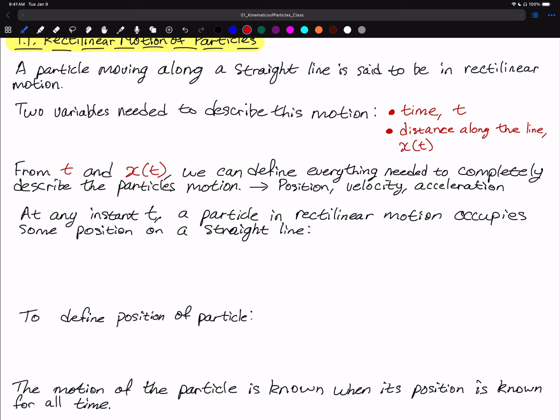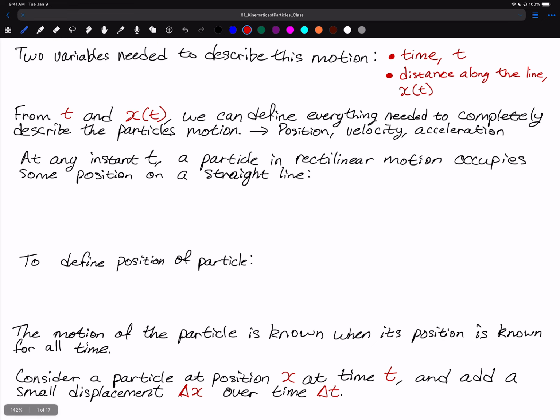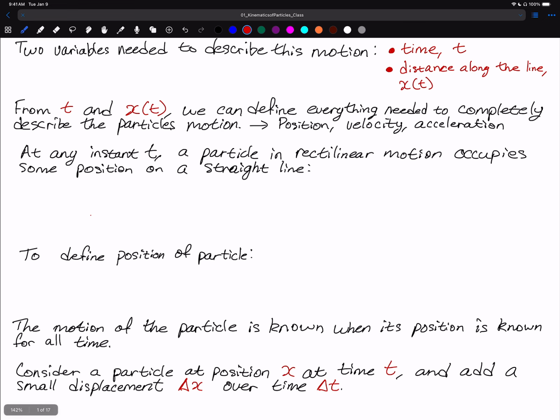So at any time instant t, a particle in rectilinear motion occupies some position on a straight line. And we're going to go ahead and draw our straight line here. We'll say that we have some origin here, and then our particle is over here. We'll call that P. And we are measuring that position, x of t, from the origin to the current location of the particle.